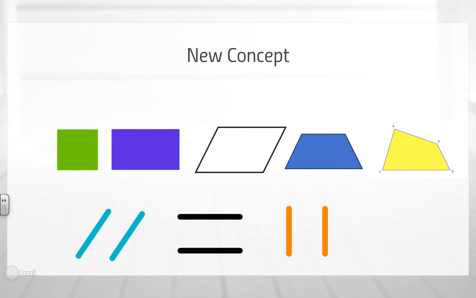So, quadrilaterals, as we learned from lesson 32, is a polygon with four sides. Although all quadrilaterals have four sides, quadrilaterals have many different shapes, and here are different types of quadrilaterals on the top row. We have squares, rectangles, a parallelogram, a trapezoid, and a trapezium.